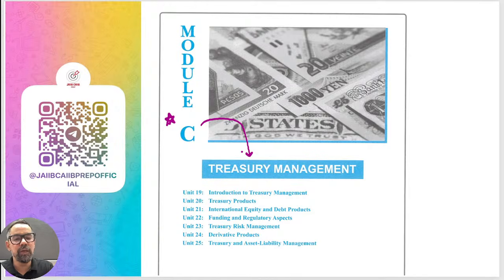The module C is all about treasury management. When it comes to treasury management, it includes areas like introduction of treasury, the first unit. Then we have treasury products, international equity and debt products, funding and regulatory aspects, treasury risk management, derivative products, and ALM. These are the areas which are generally part of this particular curriculum.